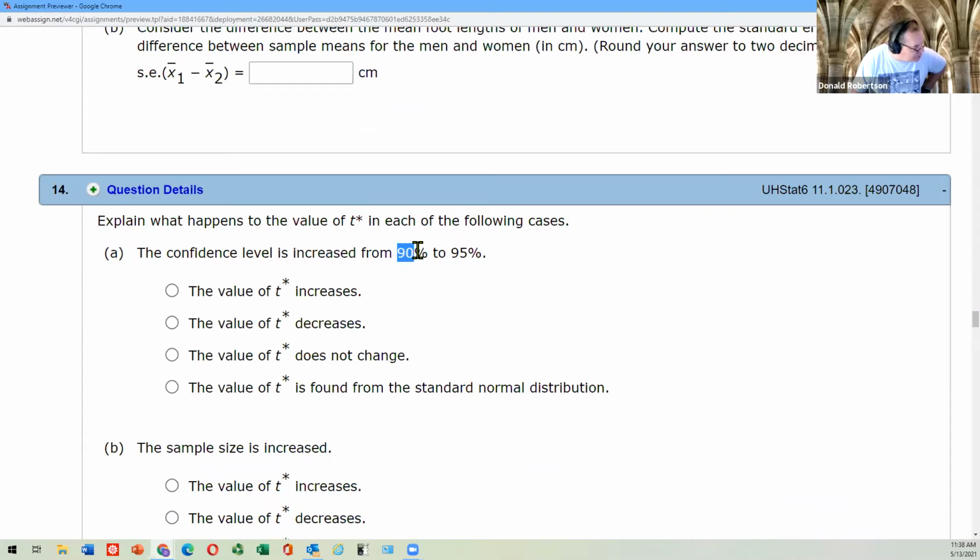See, if you had a 90% and then you move to a 95, would that t number get bigger or smaller? So you're 90% sure, but you want to be 99% sure or 95%. It has to get bigger, right? A bigger t makes the interval get bigger. So t increases.